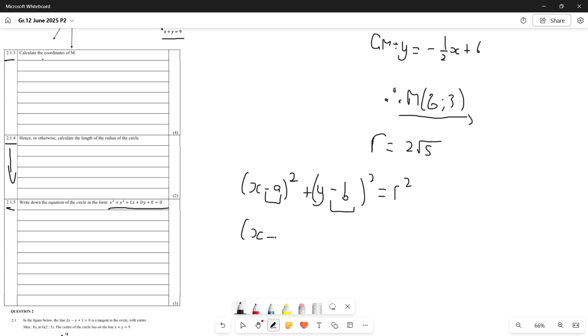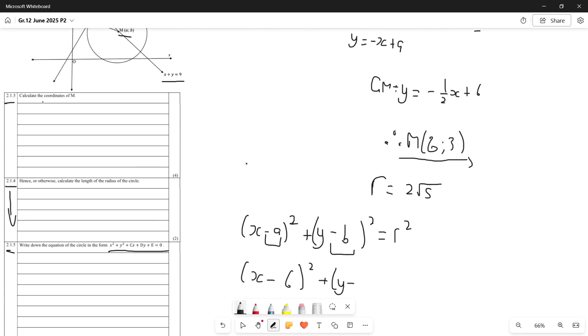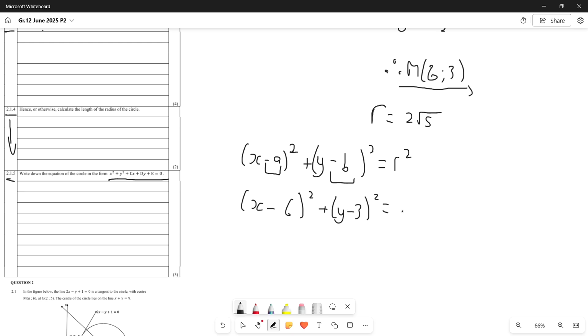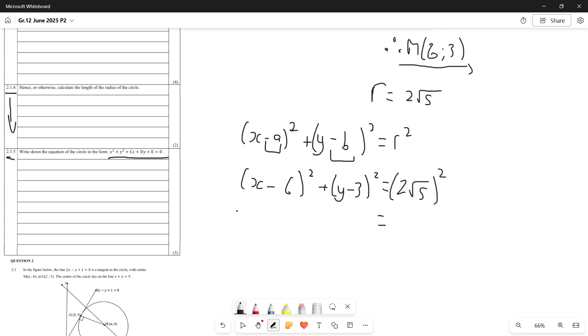So x we're going to leave there. So x minus a, remember our a value was 6 over here, plus y, our b value was 3 over there, squared, and then r was 2 surd 5, squared, which means we can just go ahead and start to expand everything, take it to one side, and we will be done. So x times x is x squared, minus 6 times x times 2 is minus 12x, minus 6 times minus 6 is positive 36, y times y is y squared, minus 3 times y times 2 is minus 6y, and then negative 3 times negative 3 is positive 9. Okay, and then 2 surd 5, that squared is 20.